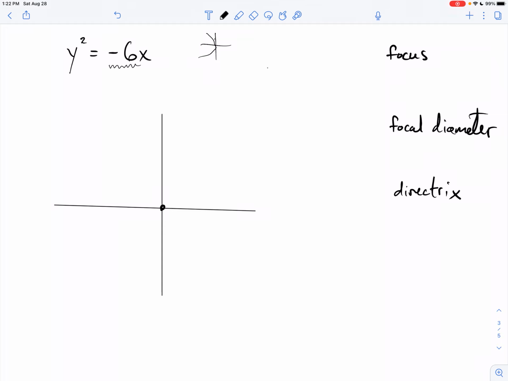First things first, whatever that number is, whatever they gave us, we set it equal to 4p. We divide by 4. And then this is where we go, wait a minute, negative 6 divided by 4? I can't do that. Well, yeah, you can. You could reduce it. You could call it negative 3/2. Or if it makes your brain happier, call it negative 1.5.